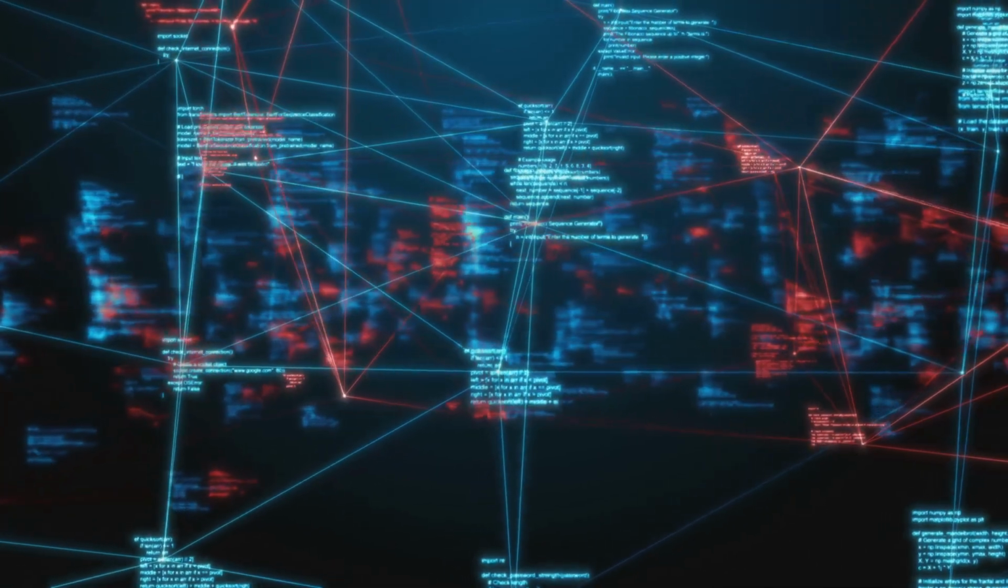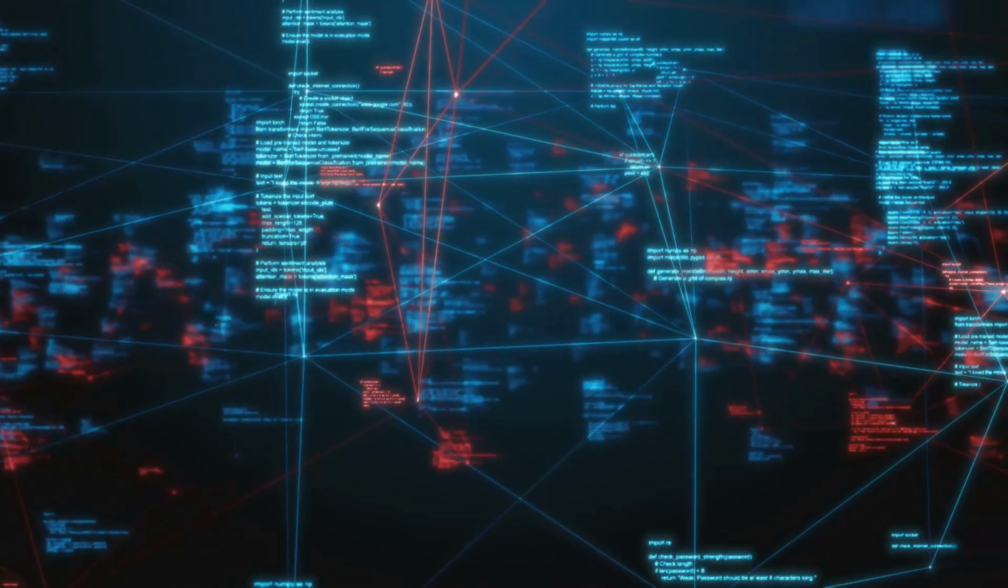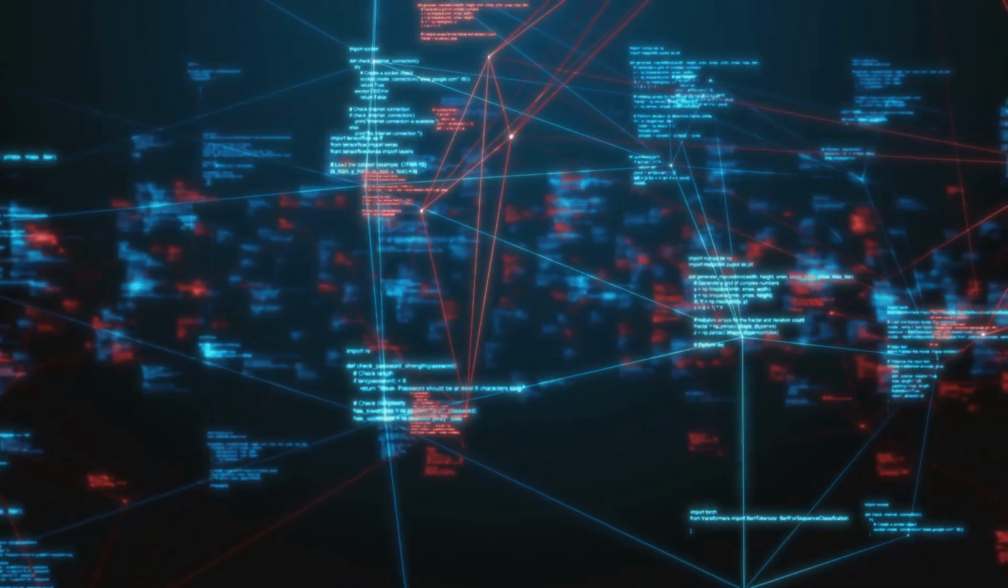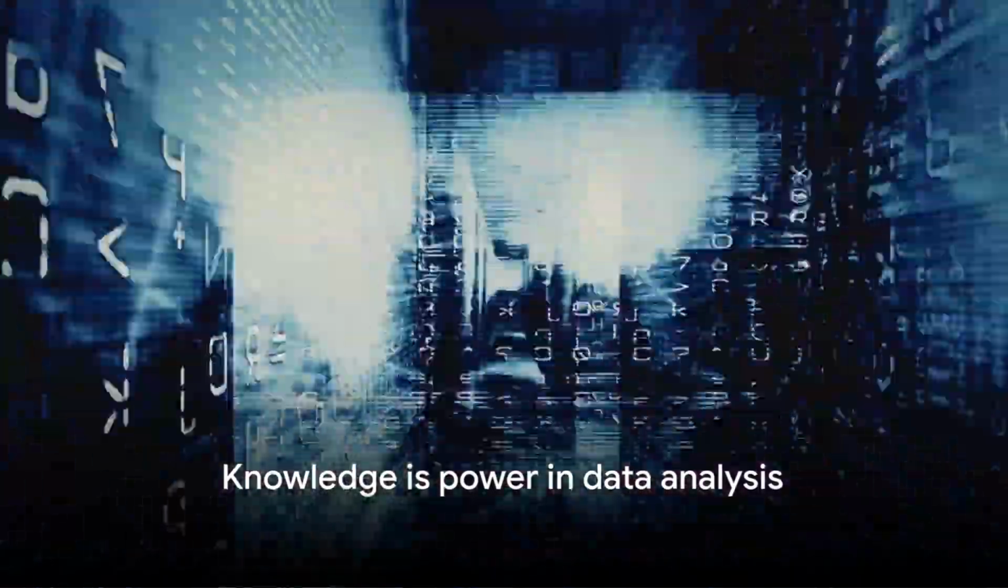Whether you're a seasoned data scientist or just a curious mind, understanding the workings of the KSOFM algorithm can open up a whole new world of possibilities for data analysis and pattern recognition. And remember, in the realm of data, knowledge truly is power.